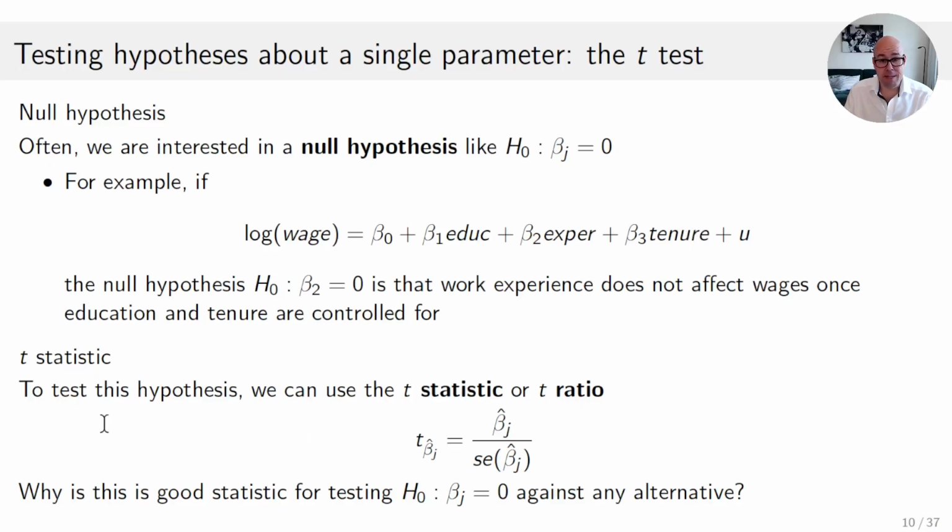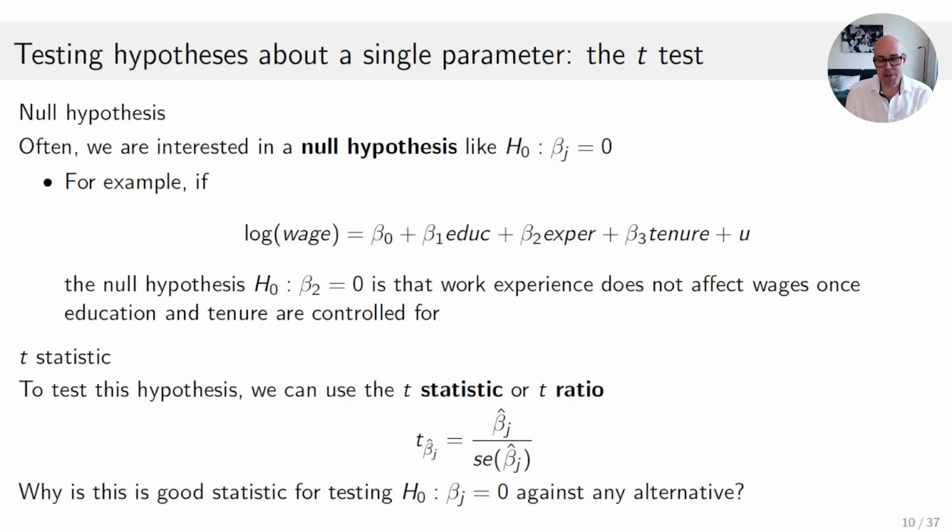Okay, so to test this hypothesis, what we can do is calculate the t-statistic. So the t-statistic is going to be our estimate of beta j, and we're going to divide it by the standard error of that estimate, and then we get a number, right? We'll get to that number in a bit, but before that, let us briefly pause and think about why this is actually a good statistic for testing the null hypothesis that beta j is equal to 0 against any alternative.